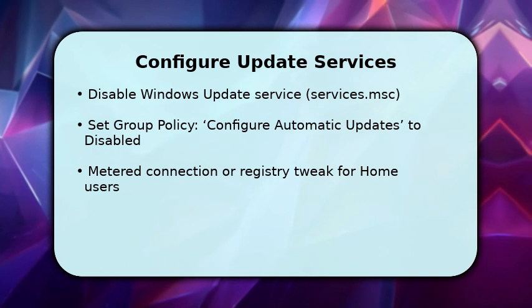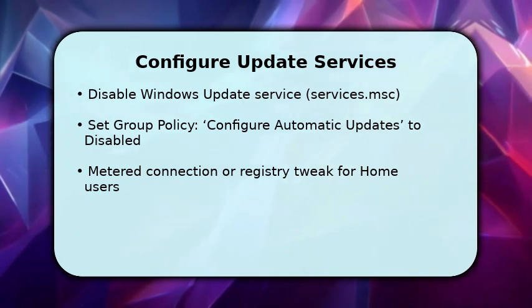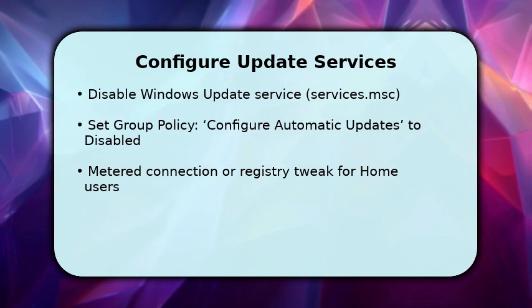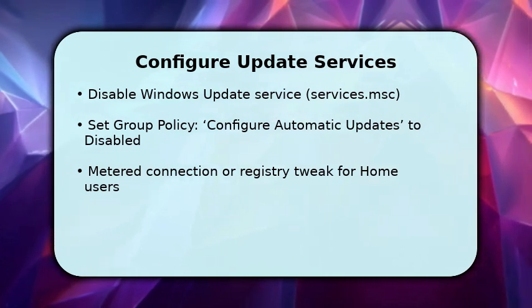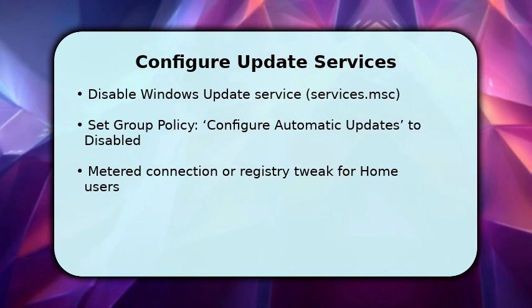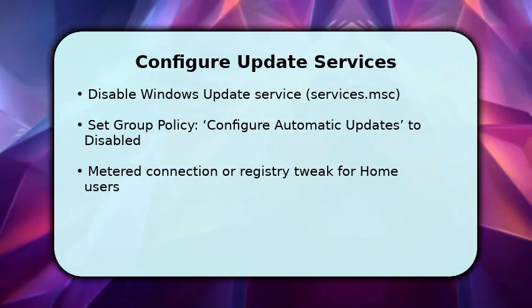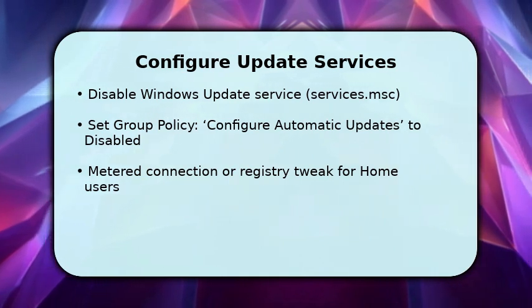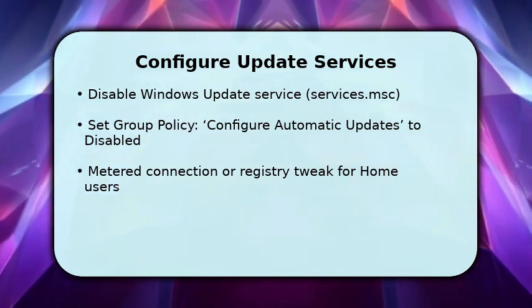Once done, use Group Policy Editor, gpedit.msc, navigate to Computer Configuration, Administrative Templates, Windows Components, Windows Update, and disable Configure Automatic Updates. If you're on Home, set your Wi-Fi to finish, reboot and confirm updates remain paused in settings, and that the Windows Update service stays stopped.